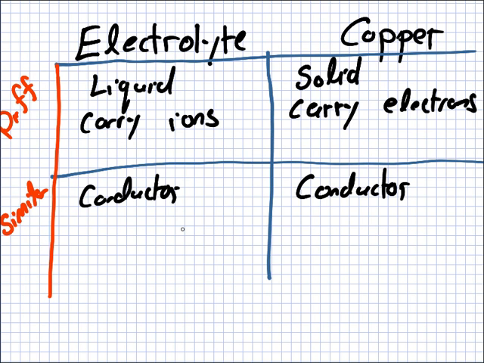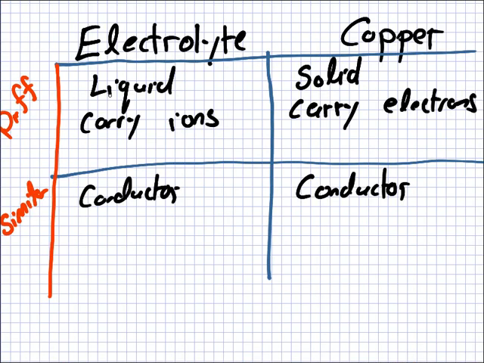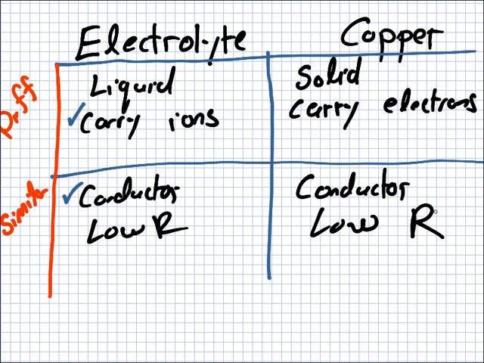What else could be similar? Anything else that's similar? No, I can't think of any. Well, how many do we need to list? They only want one similarity and one difference. So there's one similarity and one difference. I would like to think of two for each, but how else are they similar? Low resistance. Okay, I should get my 2 marks for sure. Okay, next.